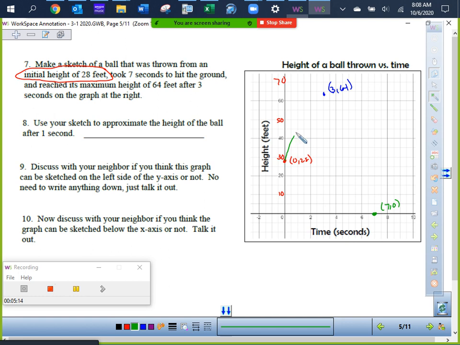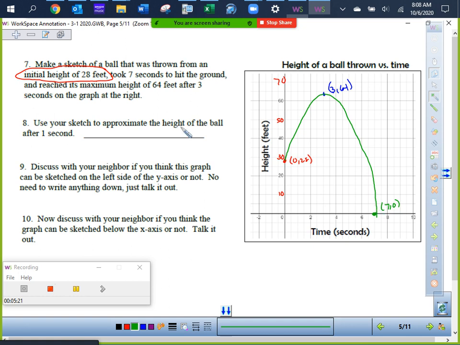this. It's going to go up to the max, and then it's going to have to come back down and hit that. So try your best. If you mess it up, erase it and try a better one. Definitely can't use a straight edge because it doesn't happen linearly.